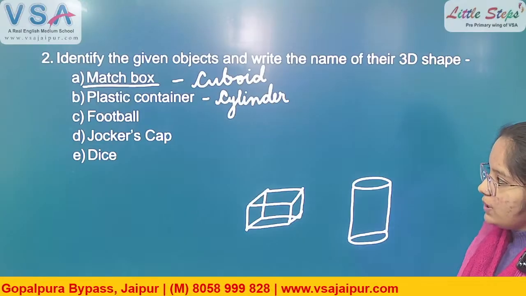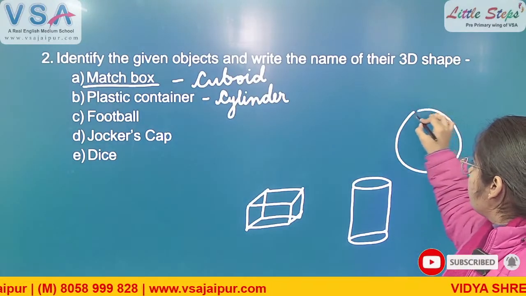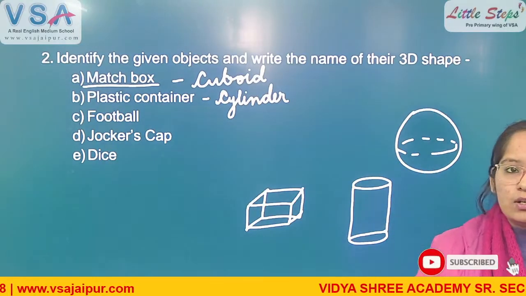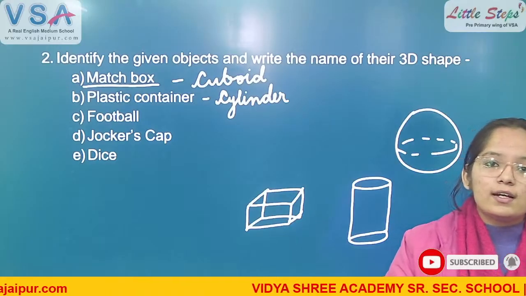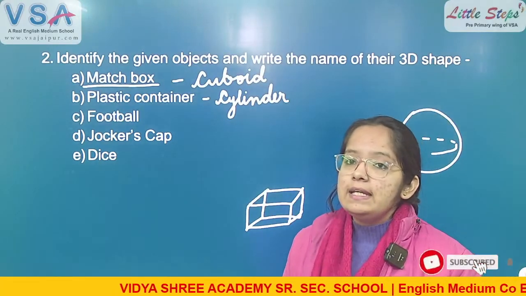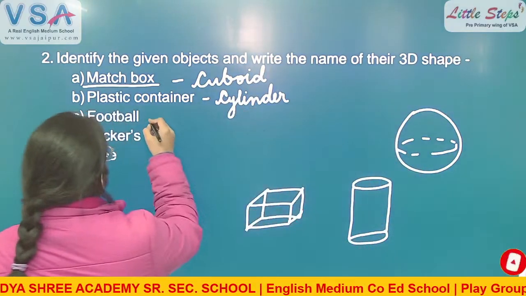Okay, next one is a football. When we see a football in real life, it has some width or some density around it. It has some height, so it is not a circle. What is the shape of a football? As it is 3D in nature, the shape of the football is a sphere.